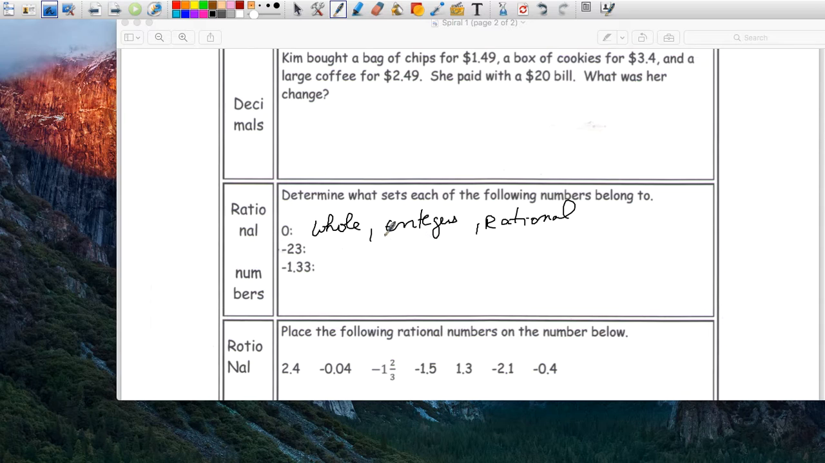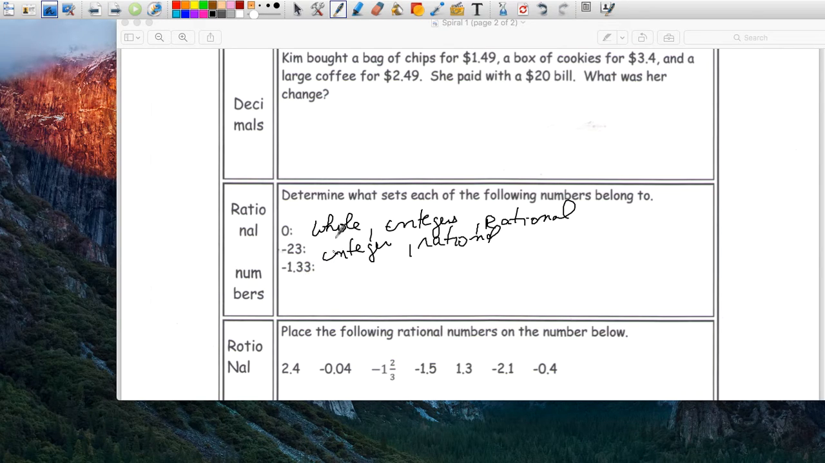Okay, so negative 23, it's not a counting number. It's not a whole number, but it's definitely in the integer family. And it's rational. Which means it could also be a decimal and a fraction. A fraction if we put it over 1, and a decimal if we add a dot and a 0. So that makes it rational. And it's rational because it's also an integer.